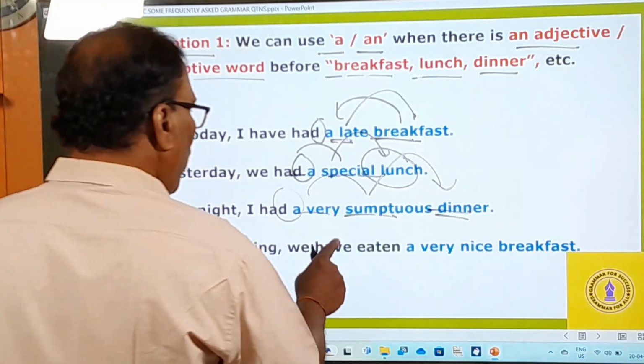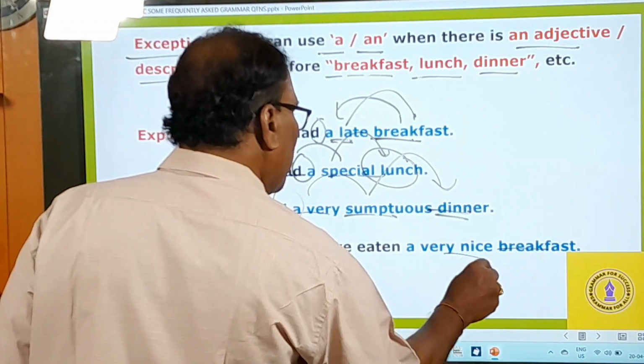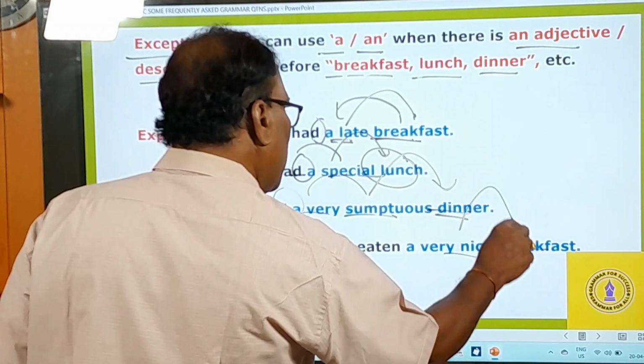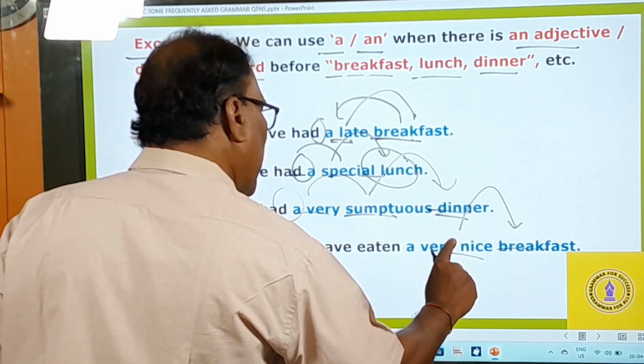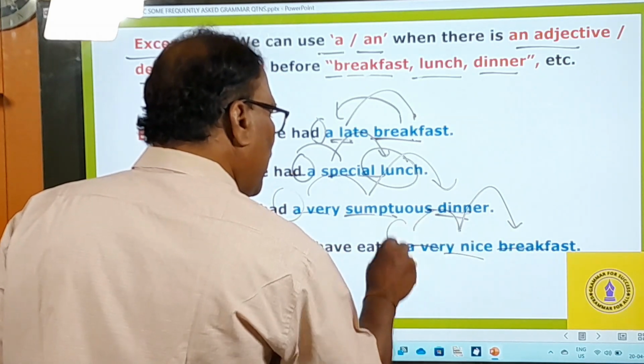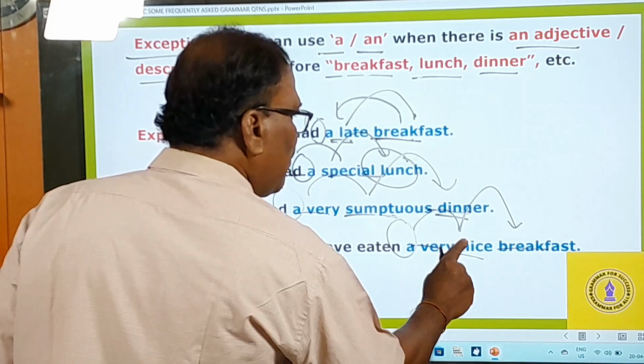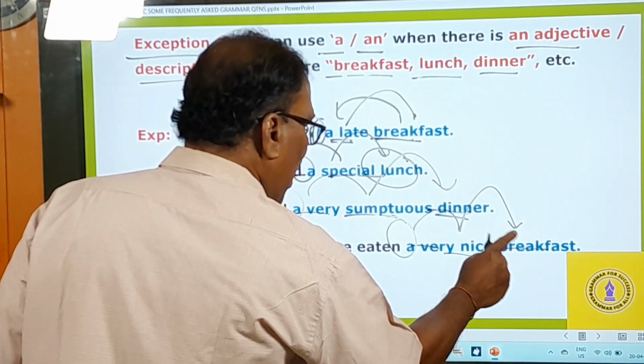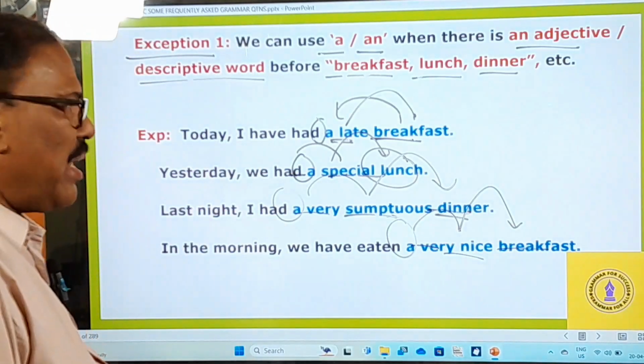And in the morning we have eaten a very nice breakfast. Oh, what kind of breakfast? Nice breakfast. What kind, how nice is it? Very nice. So whatever it is, this adjective is describing the name of the meal, and therefore we have to use a or an, right?